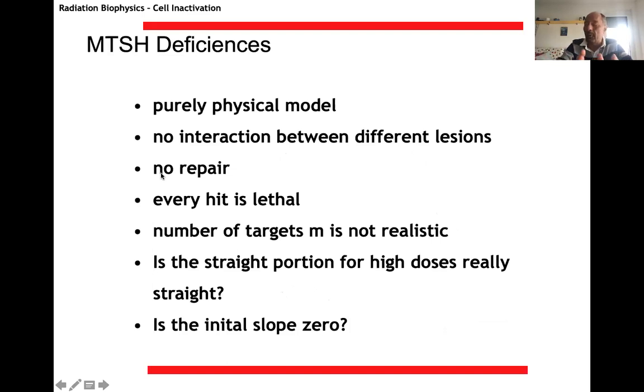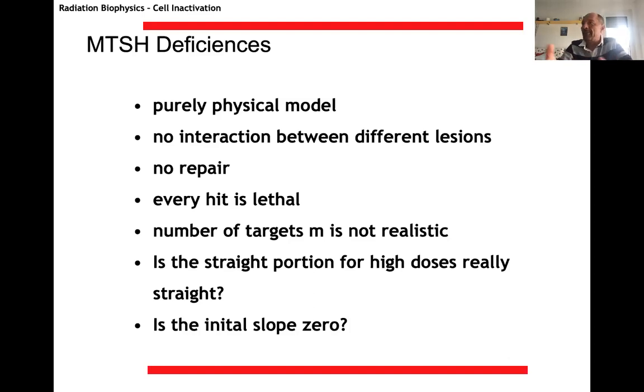But there are, of course, deficiencies. It's a pure physical model, really. I mean, it's very abstract. It's like shooting bullets at a target. There is no interaction between lesions that clearly happens in the cell.